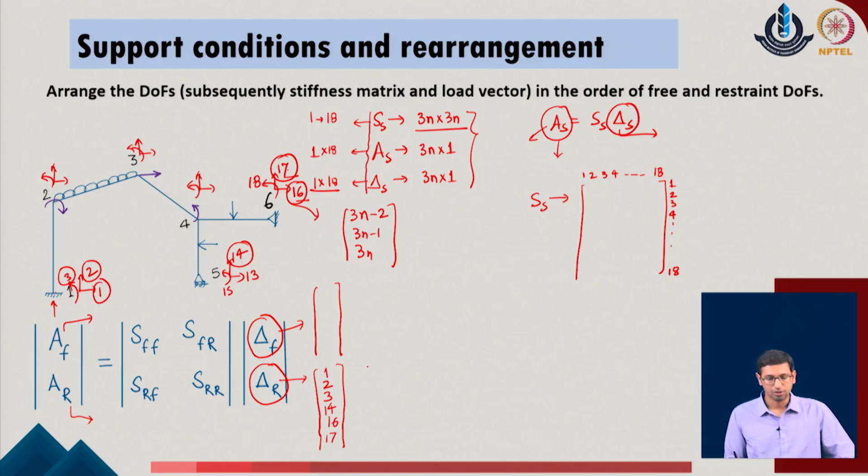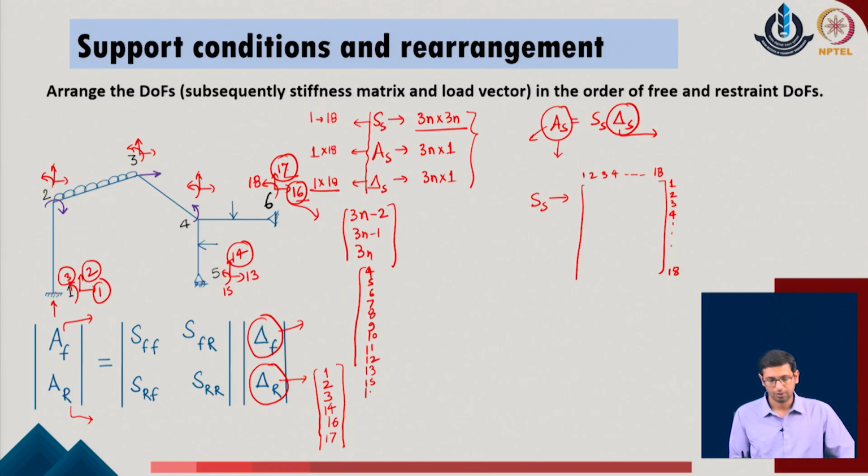So, with this idea, I have now the restrained degrees of freedom, which are 1, 2, 3, 14, 16 and 17, whereas the free degrees of freedom will be 4, 5, 6, 7, 8, 9, 10, 11. So, I will just write it on the other side so that all numbers I can arrange. So, 4, 5, 6, 7, 8, 9, 10, 11, 12, 13, 15, then 18. So, these are all the degrees of freedom which are free, these are all the degrees of freedom which are restrained in the given problem.